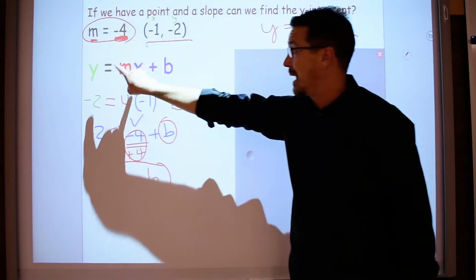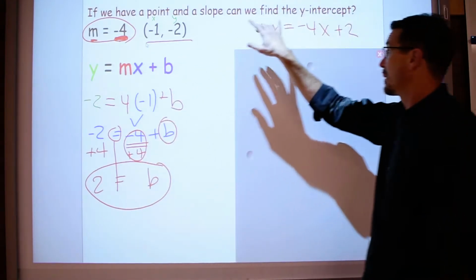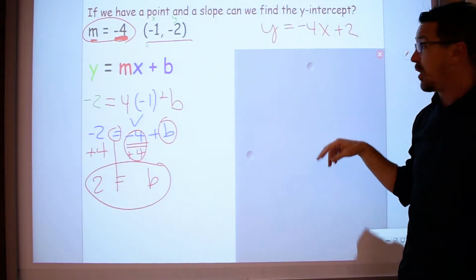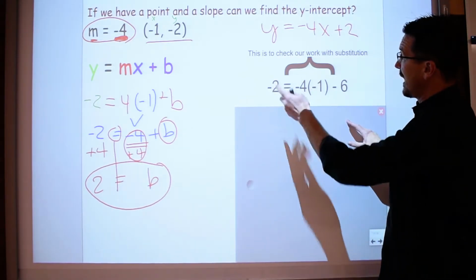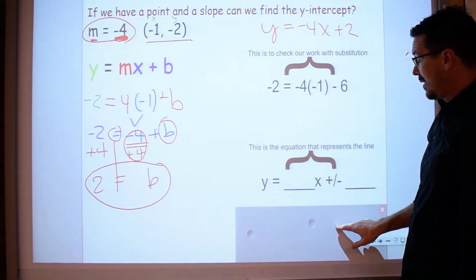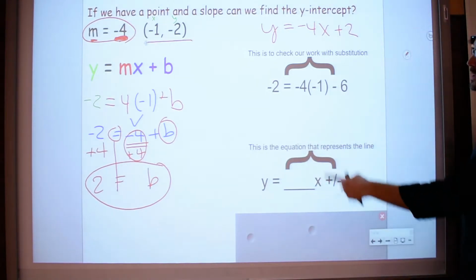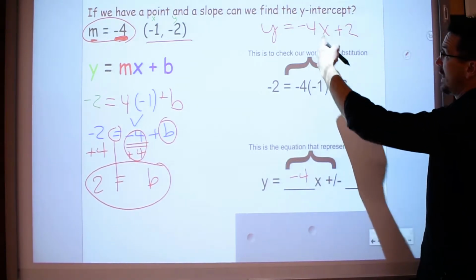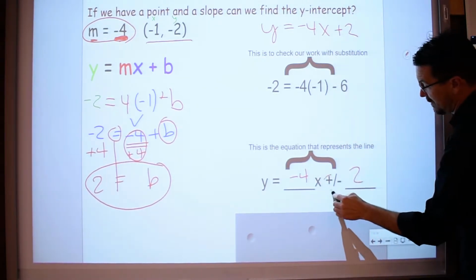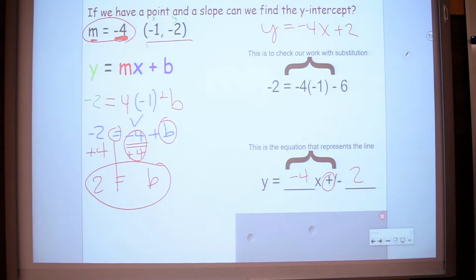So I use that point just to find the b, but now I want to put it back like this so I can graph it and find all the points in it. So again, all we did is substitute the values in, and then all you got to do now is go back and put it in slope-intercept form, where we put the slope in, which was negative 4. And we found the y-intercept in this case was 2, but it was positive, so that was our equation.